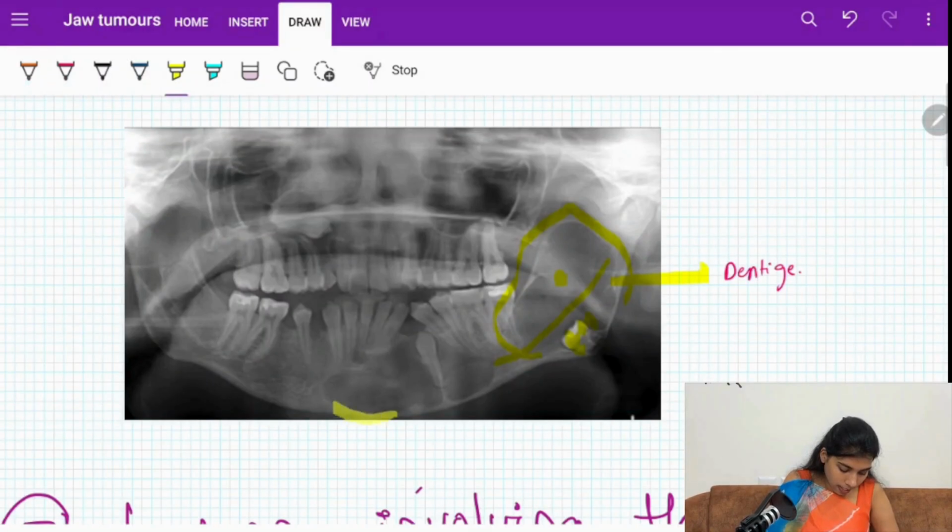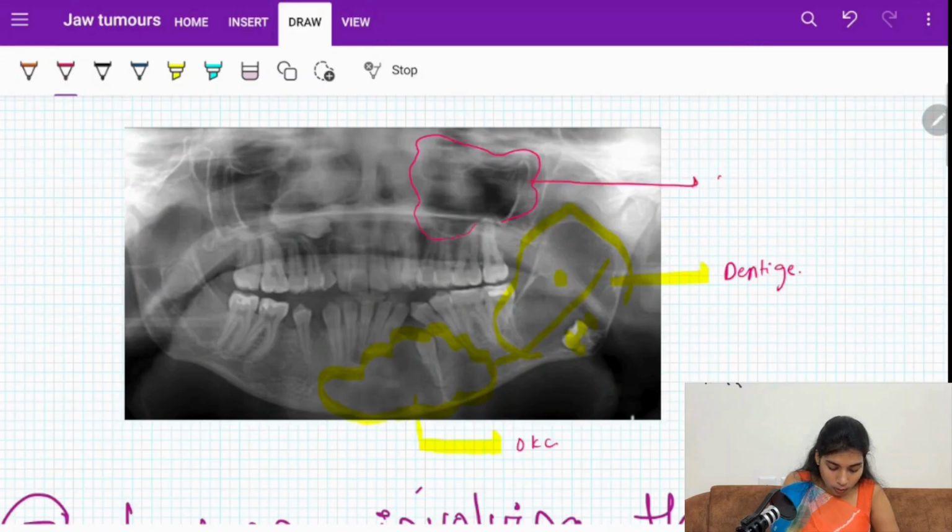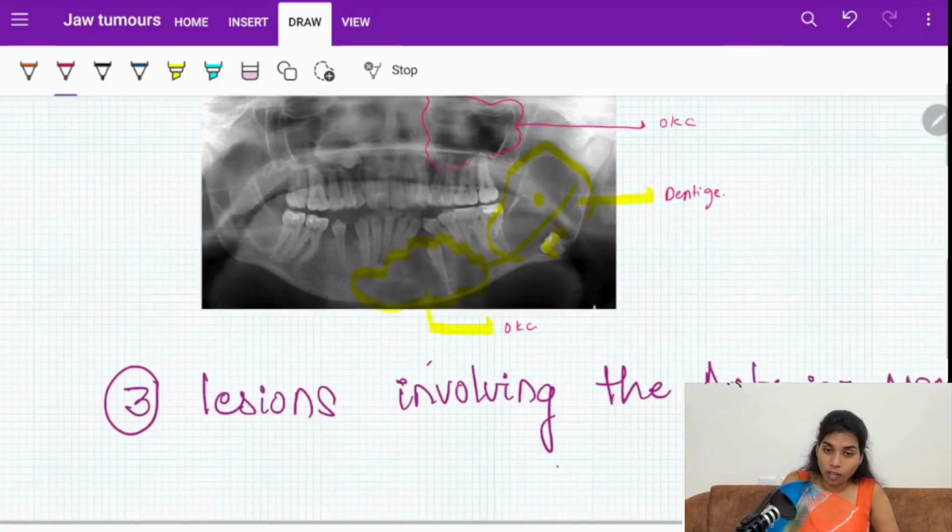Here we can see the second lesion, which is a multiloculated cystic lesion having well-defined margins. So this becomes an OKC. And here we can see there is one more multiloculated cystic lesion which is well defined, radiolucent. This is another OKC. And what did I tell you guys? Whenever you're seeing multiple OKCs, think of Gorlin syndrome. This is how the spotter comes in the exam, and then you have to answer it as a Gorlin syndrome.